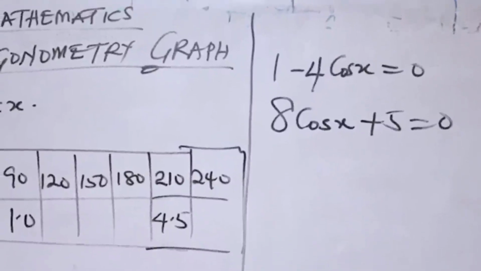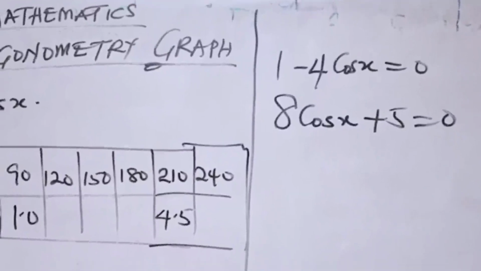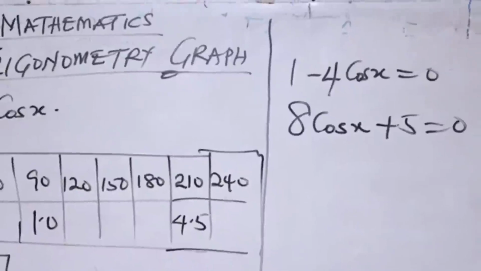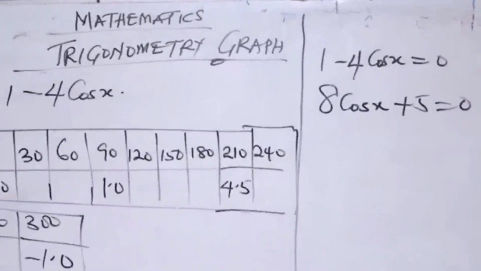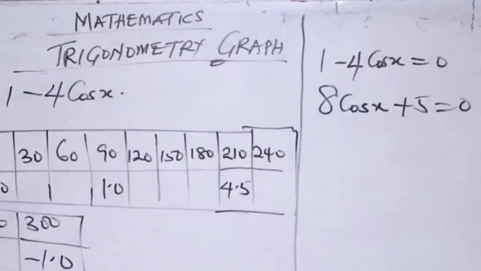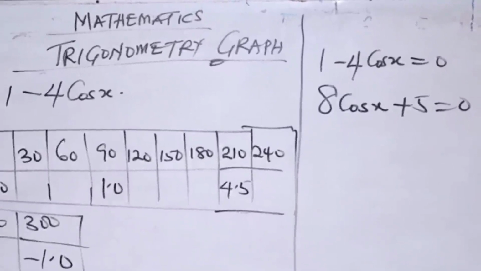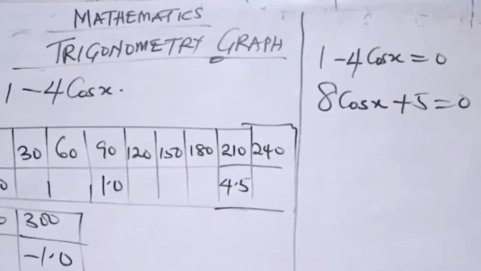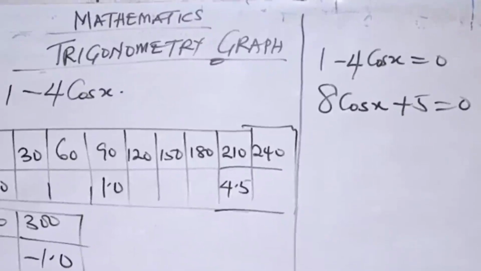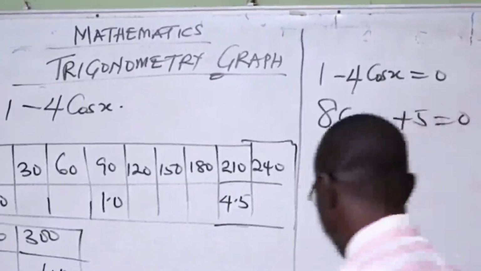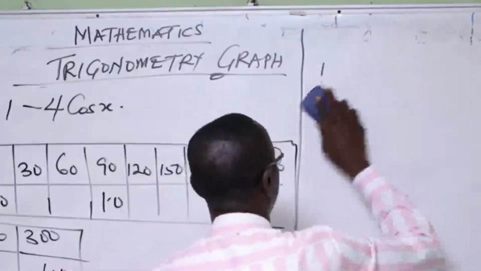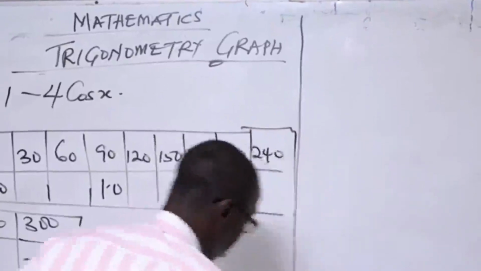Are we good? Yes, class, are we good? Yes, sir. Great. Okay, that settles that. Can we quickly complete this table? Yes. Any problem? Can we quickly complete this table so that we can now turn our table to graph?